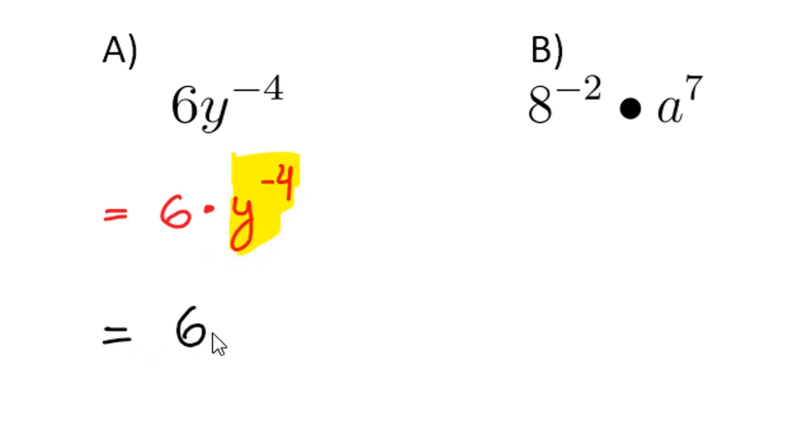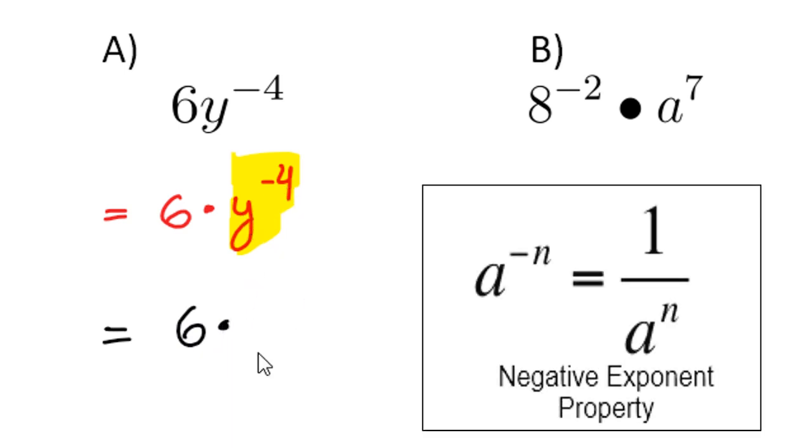So 6 is going to remain the same times, anytime I have a power with an exponent that's negative, that's going to become 1 over that very same power, except I will change the exponent. It will be the opposite. So this is negative 4. This becomes 4.